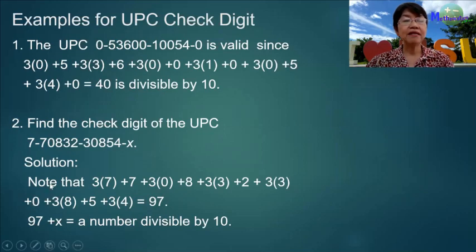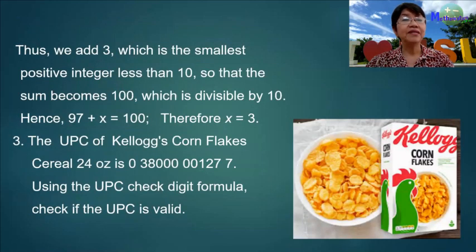So you think of a number X, which when you add to 97 will give you a number divisible by 10. And it should be the next higher number to 97. And thus we add 3, which is the smallest positive integer, less than 10, so that the sum becomes 100, which is divisible by 10. Hence, 97 plus X is equal to 100, and therefore, X is equal to 3.